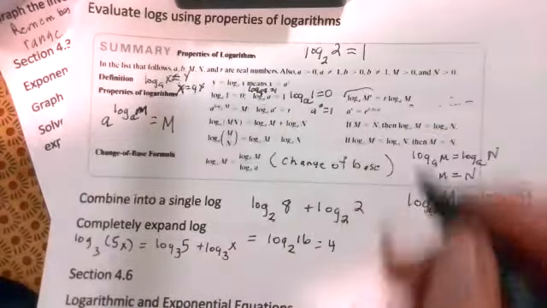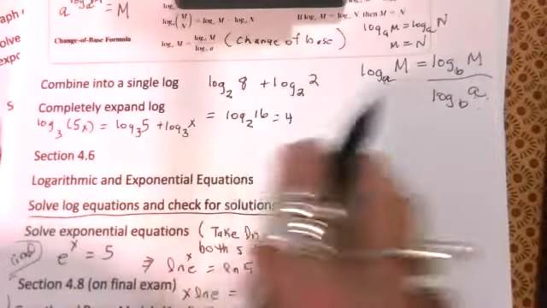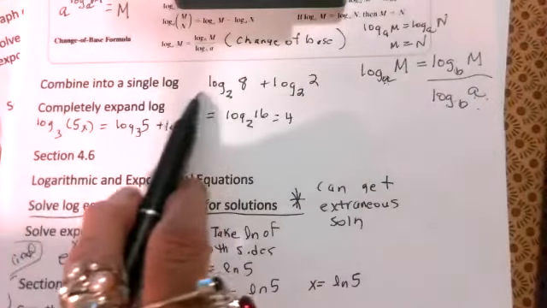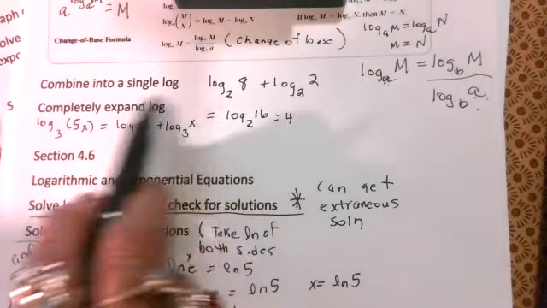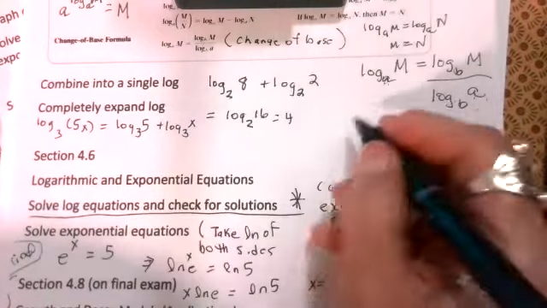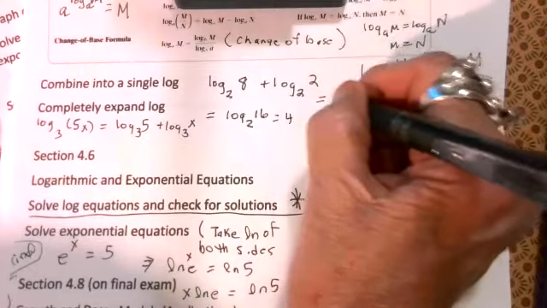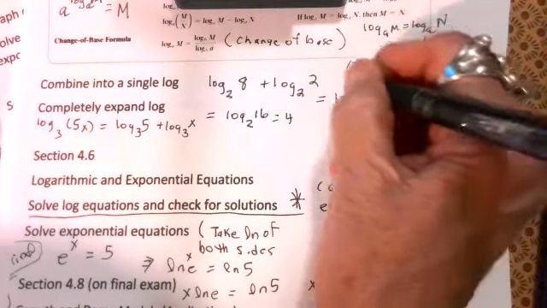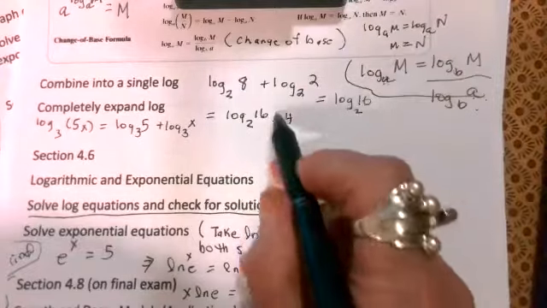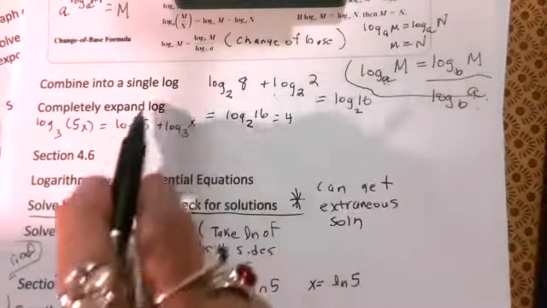Okay, so those are the properties. Now, I'm not going to redo everything here. But some things I could ask you to do would be like combine into a single log. So the way you would do that, it would be log base 2 of 16, because you would multiply the 8 times 2.